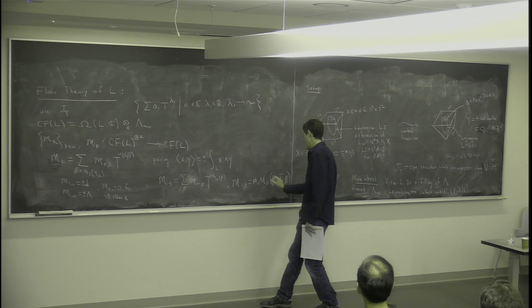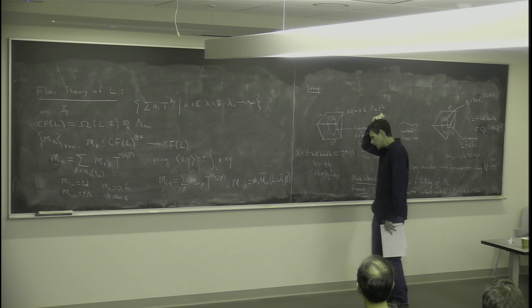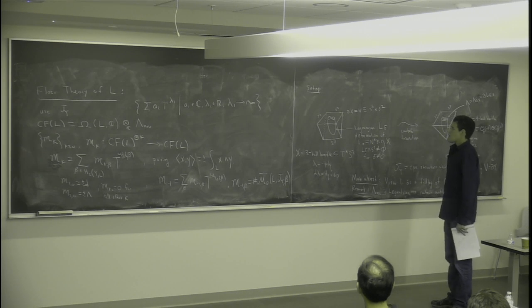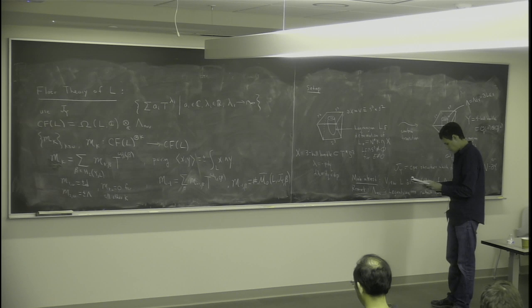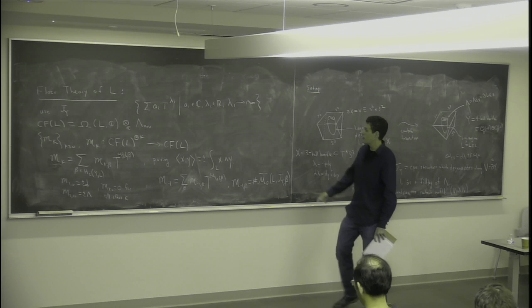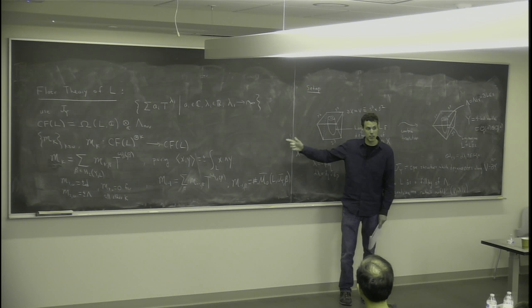Okay, so that is the theory for filling L. So we get a cyclic A infinity algebra on the de Rham model, and then it has this extra inhomogeneous term. So this is going to be our theory for the filling.